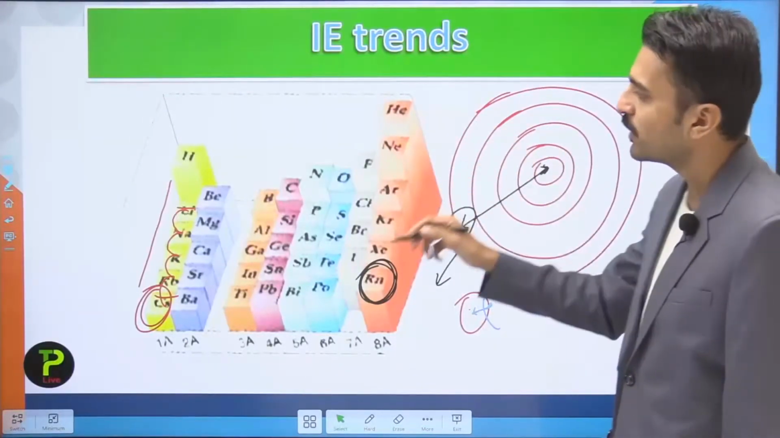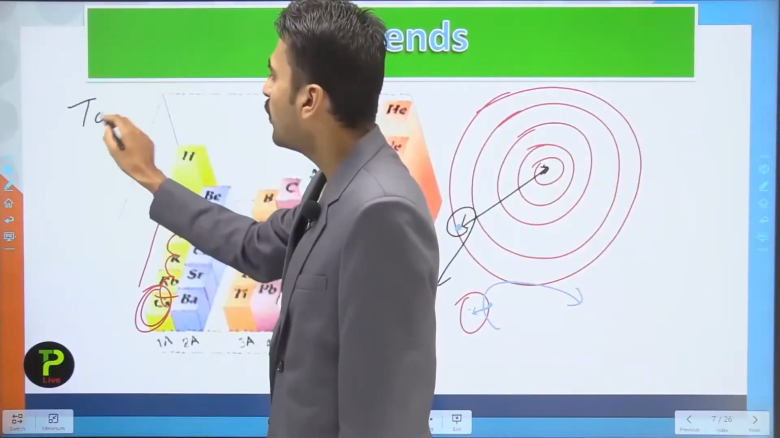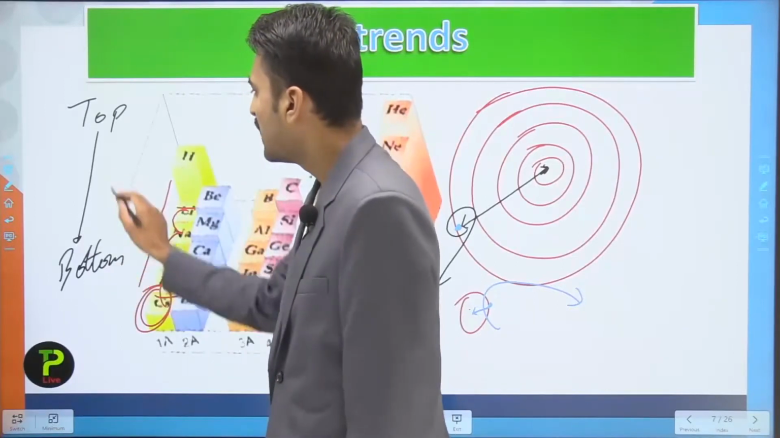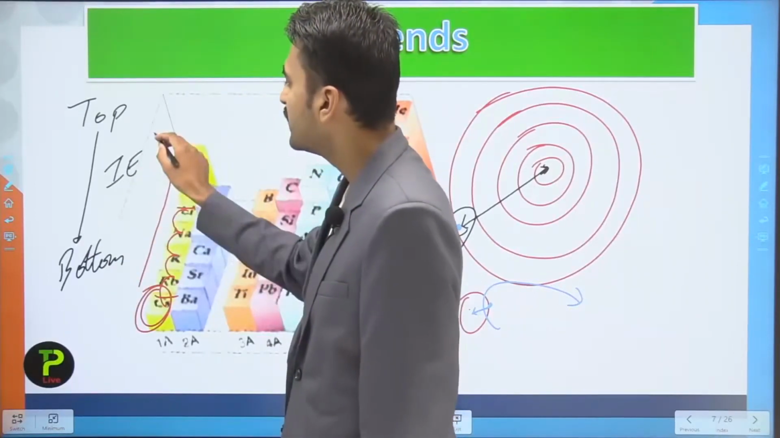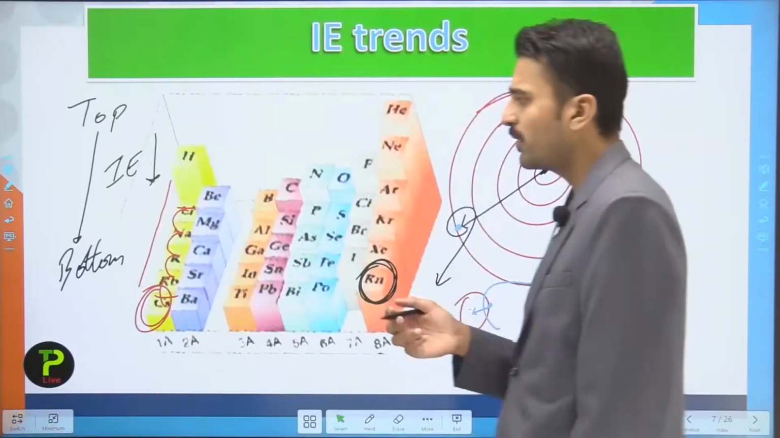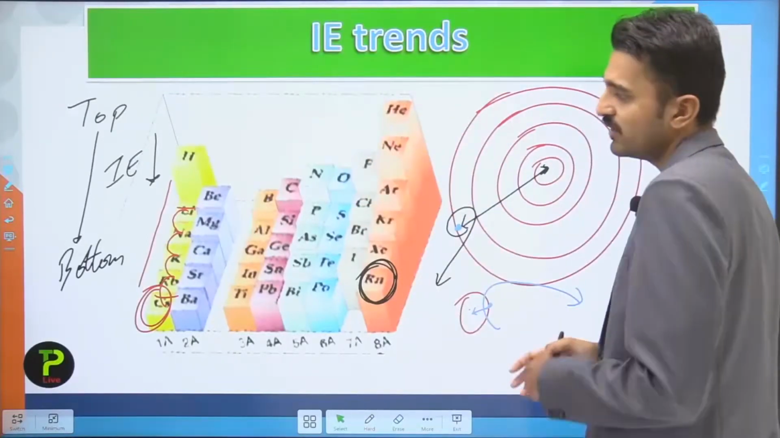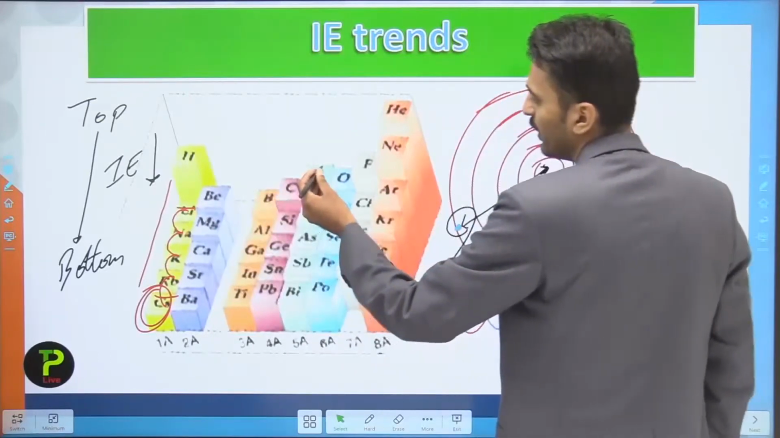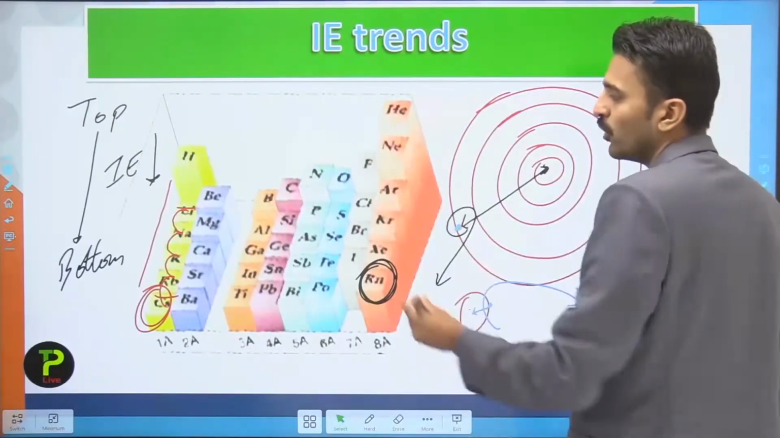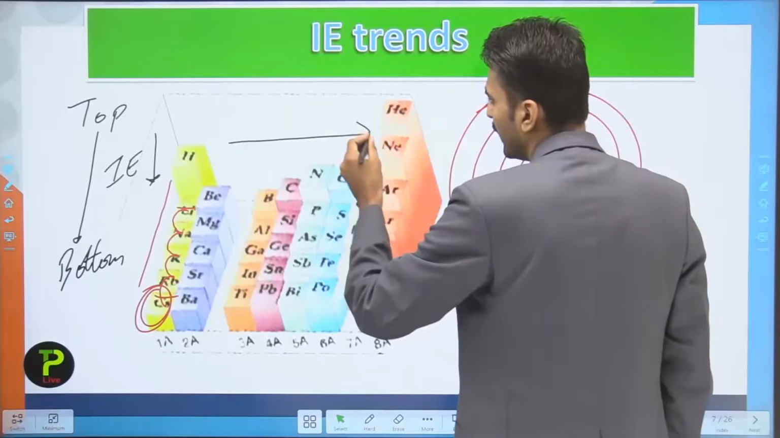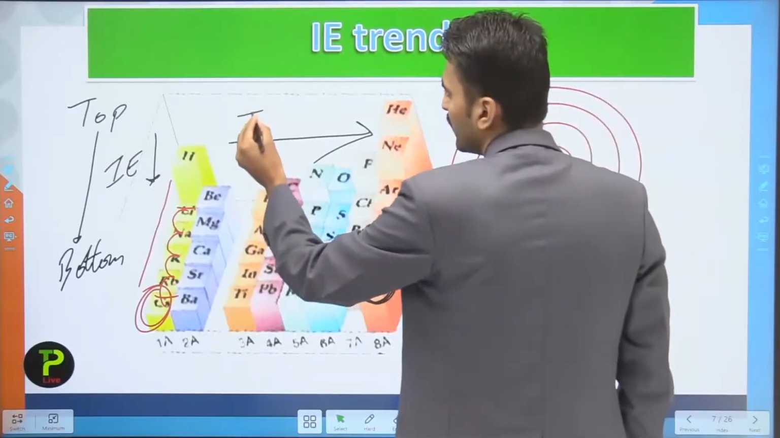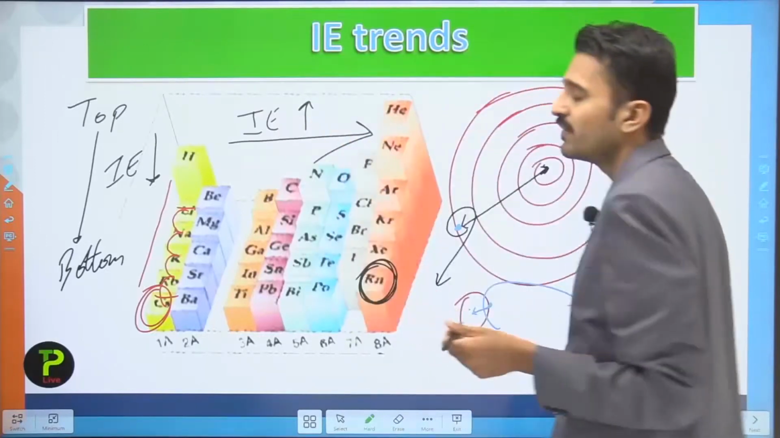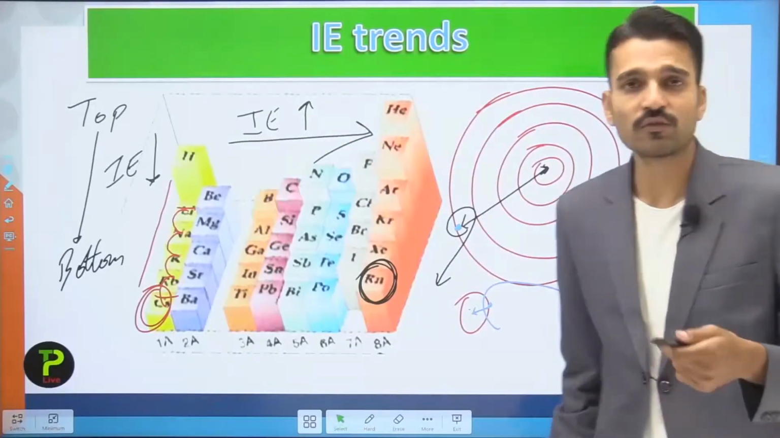So while moving in a group, that is from top to bottom, the ionization energy decreases. So what happens as we move across a period? As you can clearly see, just for an example, if we move from beryllium to boron to carbon to nitrogen to oxygen to fluorine to neon, here you can see a particular kind of trend, that is the ionization energy increases. So why does the ionization energy increase as we move across a period?